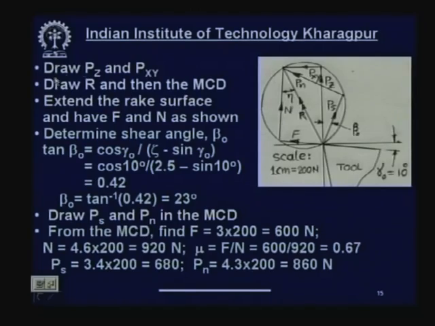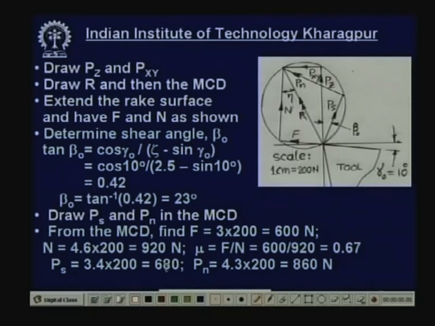You can see in the next part. So, what is the process? Solution I have already told you. Now, summary: draw Pz and Pxy. In this diagram, you draw Pz and Pxy, draw R as a resultant, extend the rake surface like this and get this intercept F, the F and N together. So F and N, F has been determined, N, measure the length and multiply by the scale, you get it.